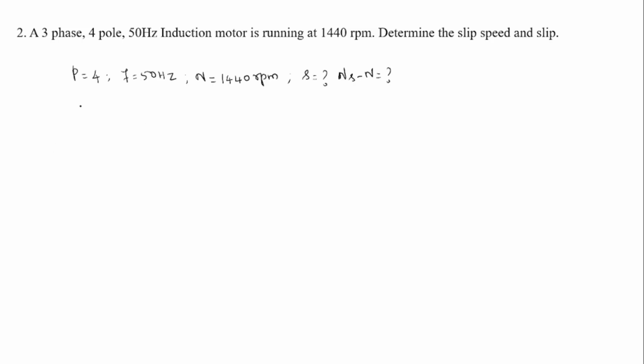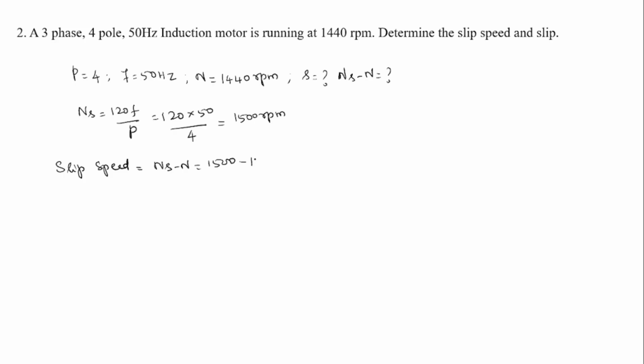First we will find the synchronous speed. Ns is equal to 120 F by P, so 120 into 50 divided by 4. This will be equal to 1500 RPM. Next we will find the slip speed. Slip speed is equal to Ns minus N, so 1500 minus 1440. This will be equal to 60 RPM.